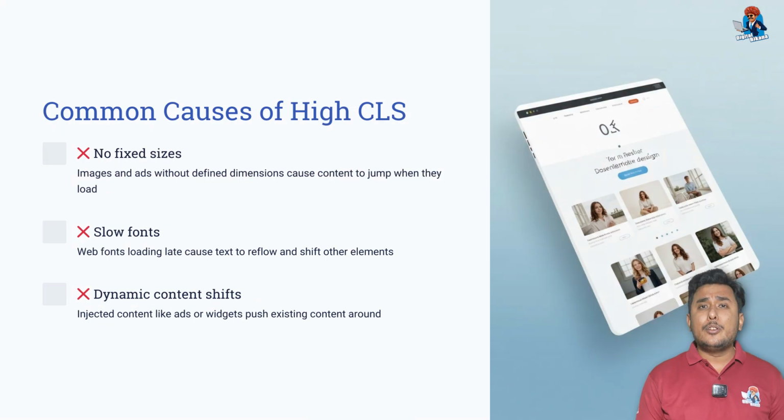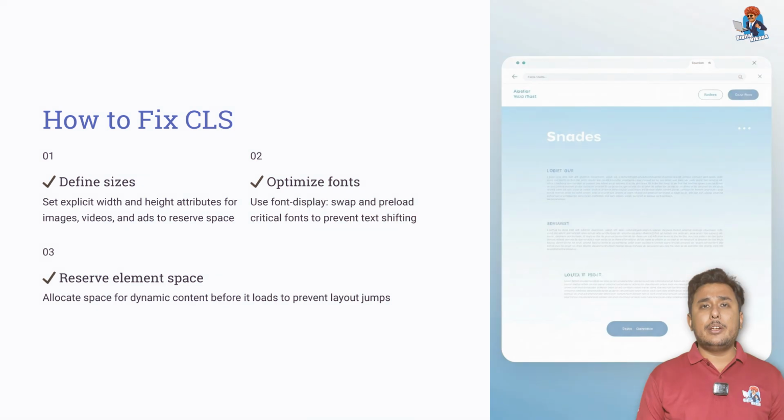High CLS usually happens because of images or ads without fixed dimensions, slow loading fonts, and elements injected dynamically into the page. To reduce CLS, always set width and height for images and ads. Also, use font-display swap for web fonts. Reserve space for dynamic elements like banners or pop-ups.